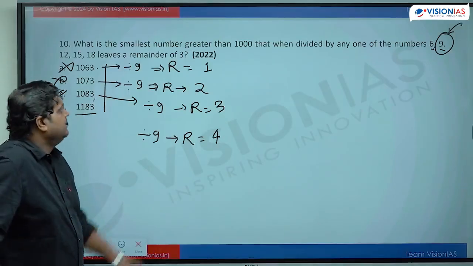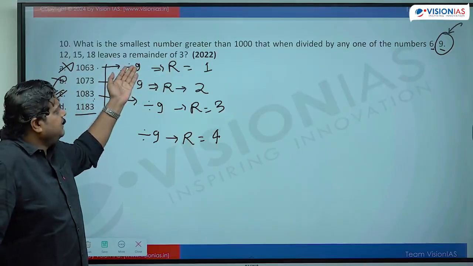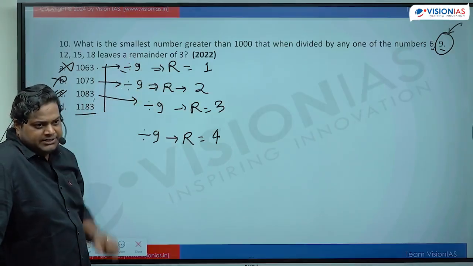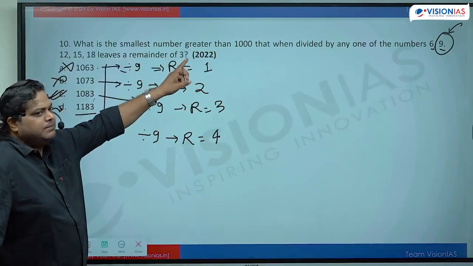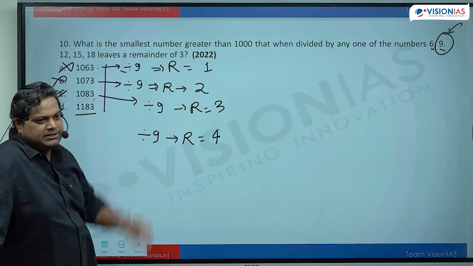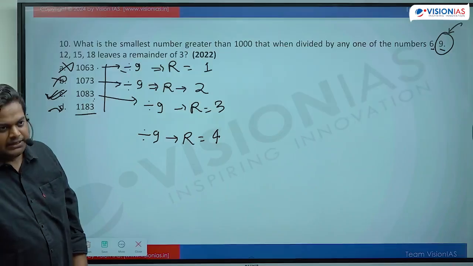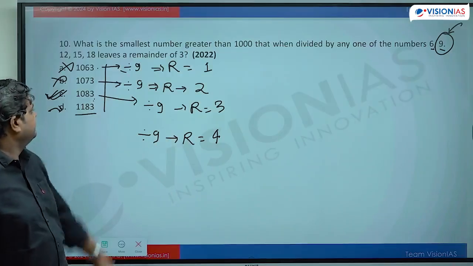LCM वाला भी करेंगे. We can take LCM of these numbers, then we'll try to see कि LCM जो आ रहा है उसके multiples will try to check. 120 के multiples and that number is near about 1000, more than just 1000. Correct? Then add 3. आ जाएगा आंसर.